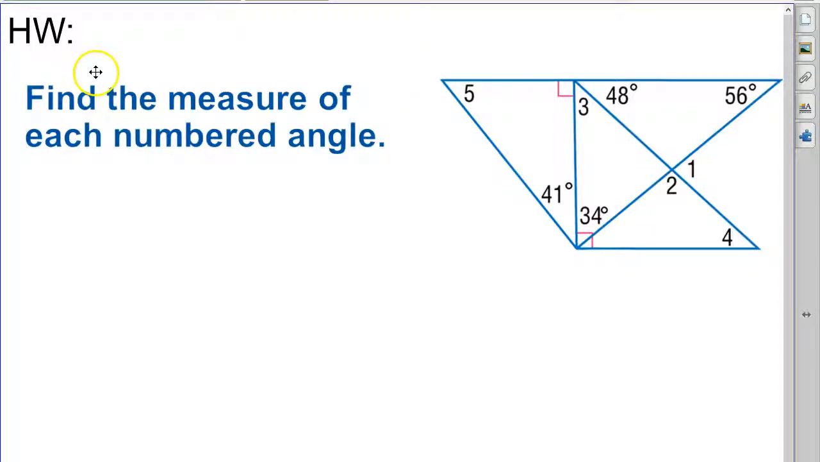Now for tomorrow, from this drawing here, figure out angles 1, 2, 3, 4, and 5. That's where we'll start class tomorrow. So yeah, thank you, and I guess I'll see you tomorrow then.